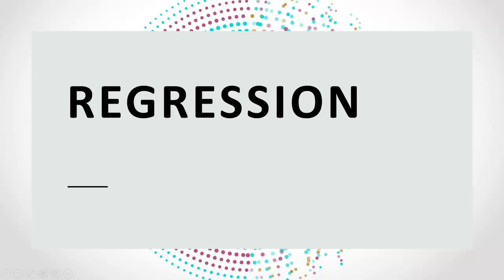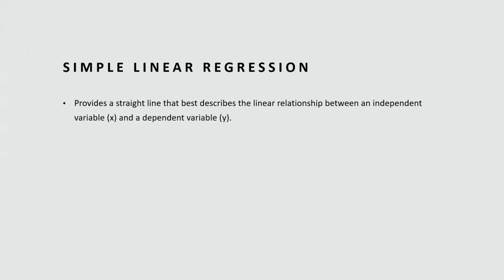Let's talk about simple linear regression. Simple linear regression provides a straight line that best describes the linear relationship between an independent variable and a dependent variable. Before we move along, let's talk about what this even means.